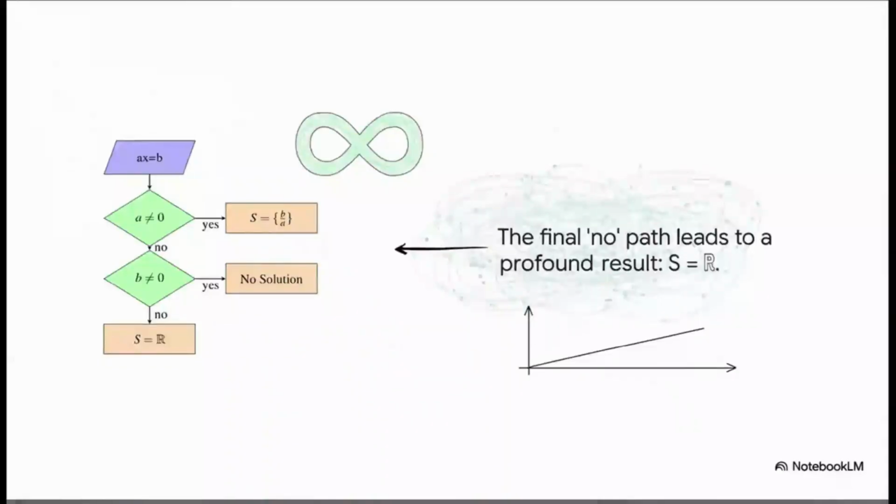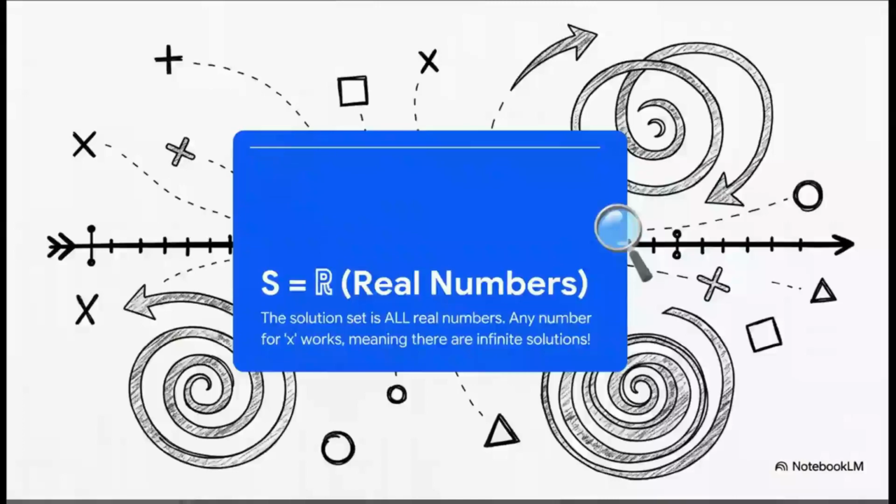Well, it means something absolutely amazing is happening here. That funky R symbol just means the set of all real numbers. And what that's telling us is that when you have 0x equals 0, literally any number you can possibly think of is a solution. No, seriously, try it. What's 0 times 5? 0. What's 0 times negative a billion? 0. 0 times pi? Still 0. It works for everything. We don't have one solution, we have infinite solutions.